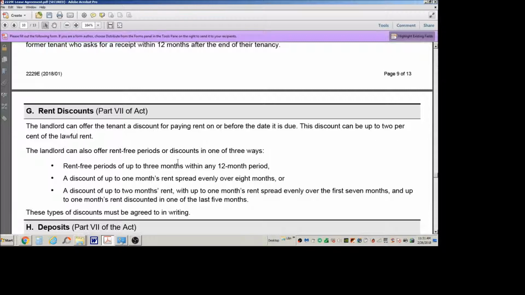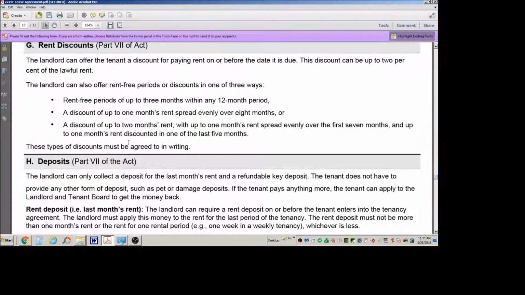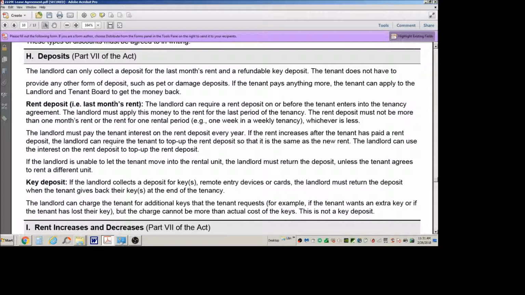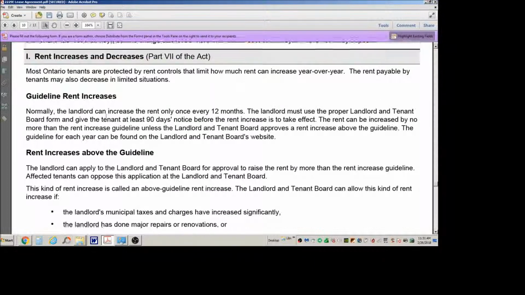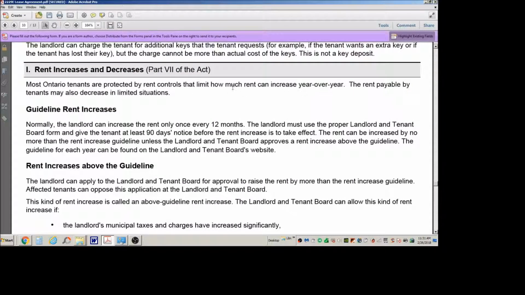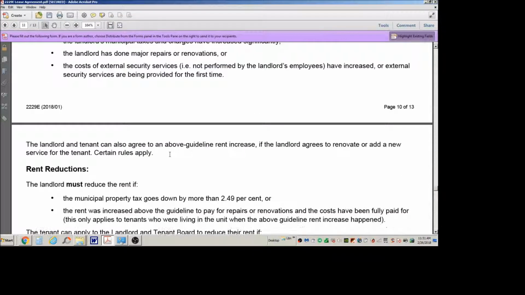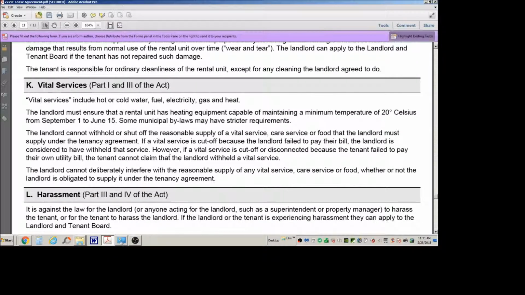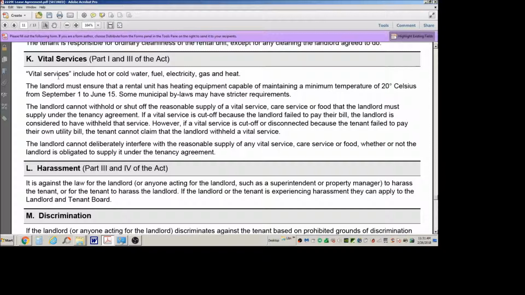Deposits. The only deposit you can take is the rent deposit for last month's rent, okay? And key deposit, as discussed previously. Rent increases. You can get the schedule from the tenancy board, and you're going to get the increases that the landlord can do. Vital services. Everybody is entitled to vital services, so the landlord cannot just go in and cut off somebody's service. Harassment, discrimination, all the good things.